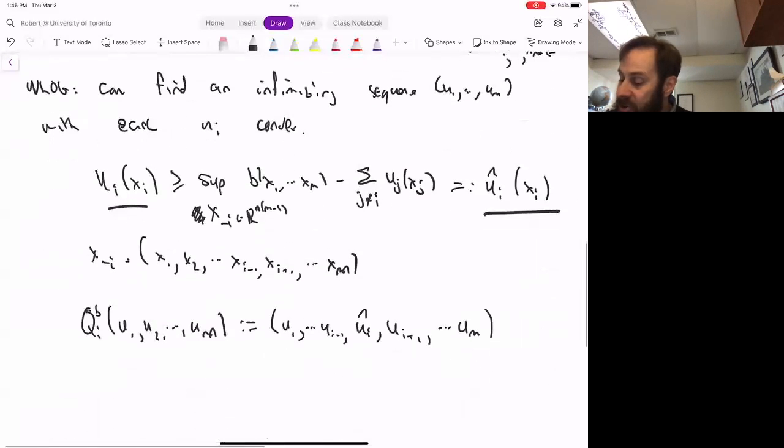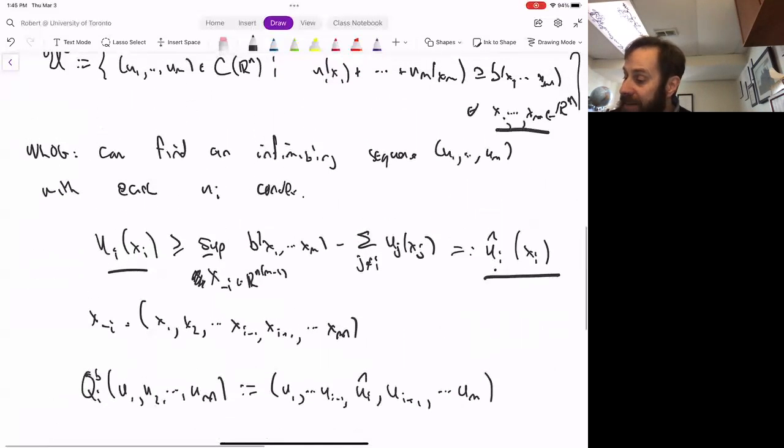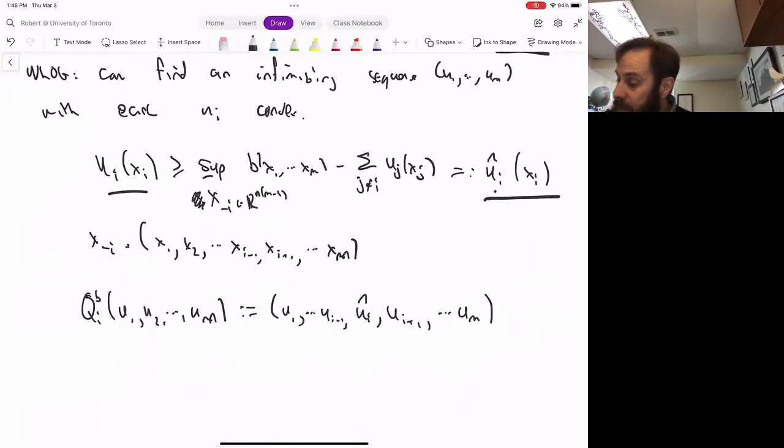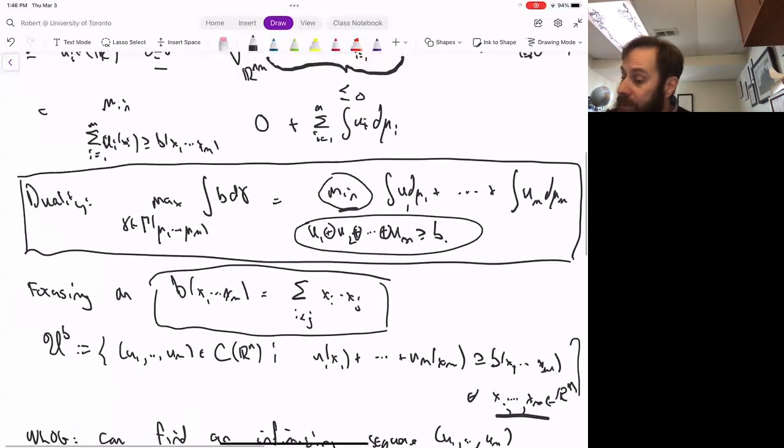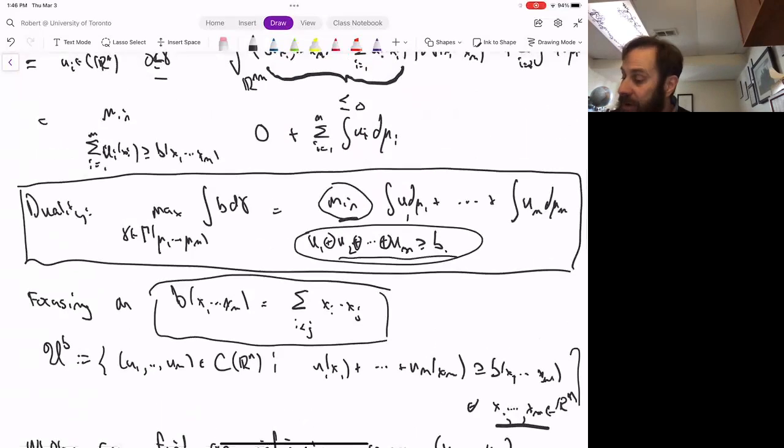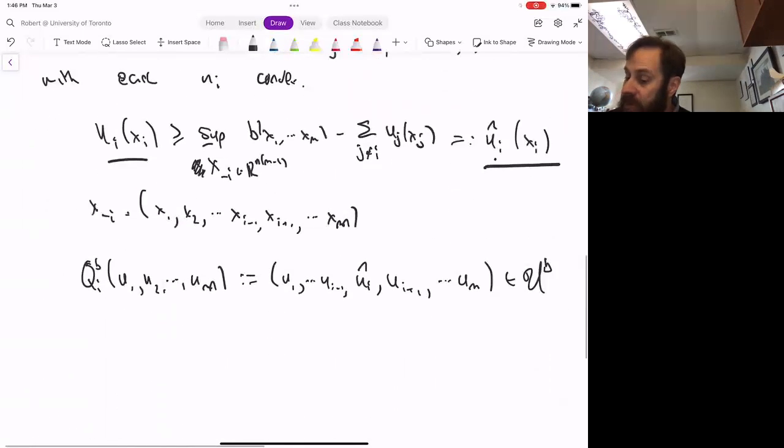And the other observation is that this ui hat, because it's a supremum, also dominates B minus these other functions at any choice of the x's. So this is in UB provided the original ones were. So it's better from the point of view of the infimum problem, and it's still in the constraint set. So it was a good thing to do.